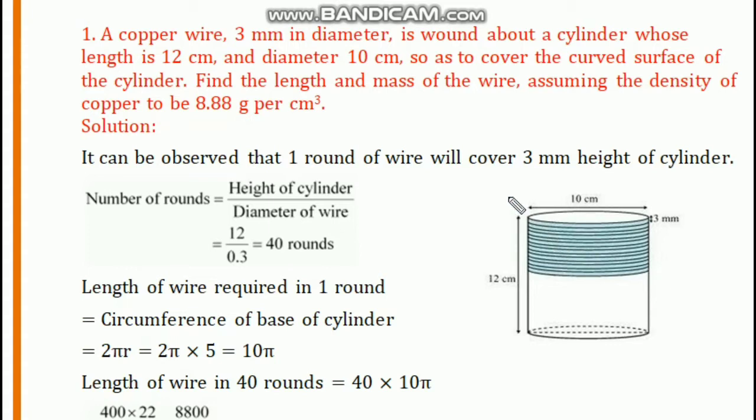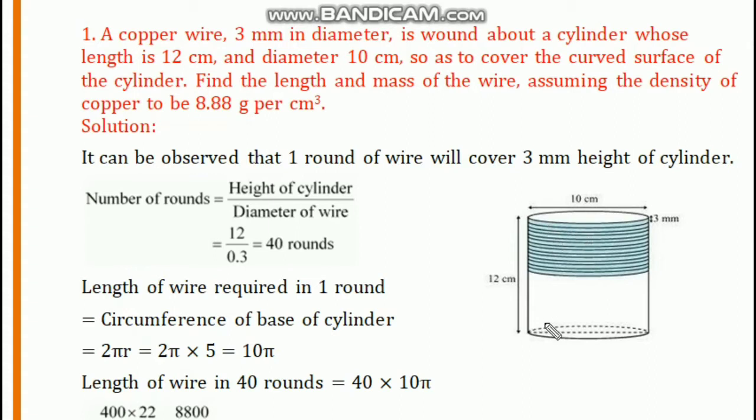So for that, we know that the total height of the cylinder is 12 centimeter. Then we know that the diameter of the wire is 3 millimeter. This 3 millimeter converted into centimeter is 0.3 centimeter. And next, divide the height of the cylinder by the diameter of the wire. If we divide, we can easily find out the number of rounds.